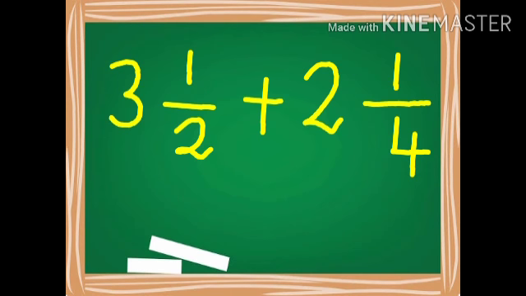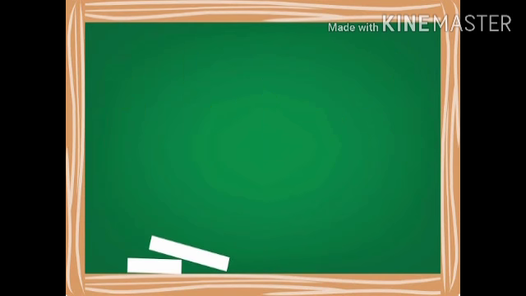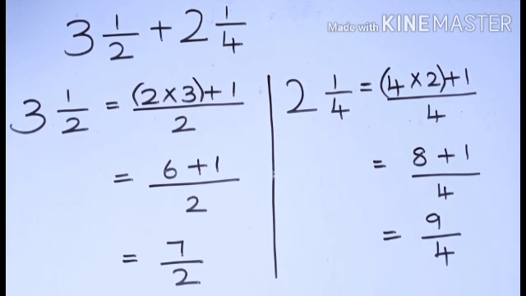Example 3 1 by 2 plus 2 1 by 4. When I see the mixed number, the first foremost step is to convert into improper fraction. So 3 1 by 2 is converted into its improper fraction as 2 into 3 plus 1 by 2, which is equal to 6 plus 1 by 2, which is equal to 7 by 2. Similarly, 2 1 by 4 can be converted into improper fraction as 4 into 2 plus 1 by 4, which is equal to 8 plus 1 by 4, which is equal to 9 by 4. Now I have arrived at the improper fractions 7 by 2 and 9 by 4.